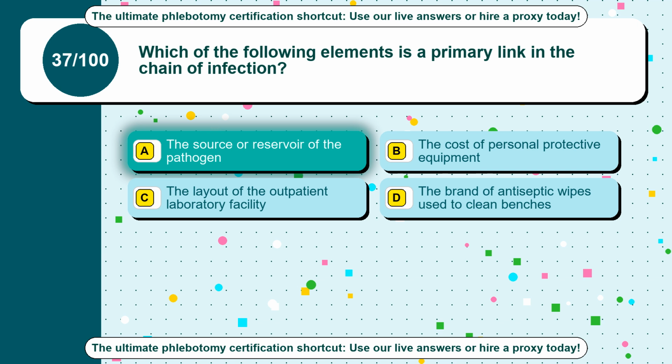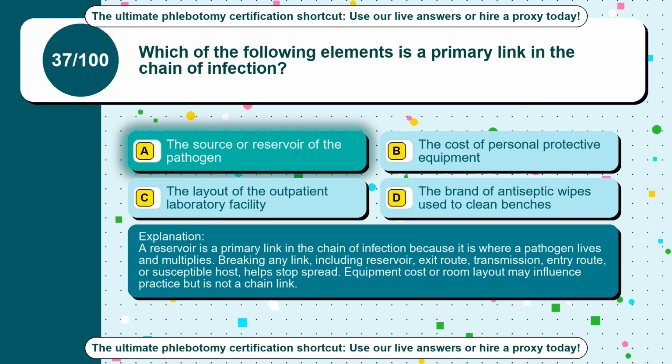The source or reservoir of the pathogen. A reservoir is a primary link in the chain of infection because it is where a pathogen lives and multiplies. Breaking any link, including reservoir, exit route, transmission, entry route, or susceptible host, helps stop spread. Equipment cost or room layout may influence practice but is not a chain link.